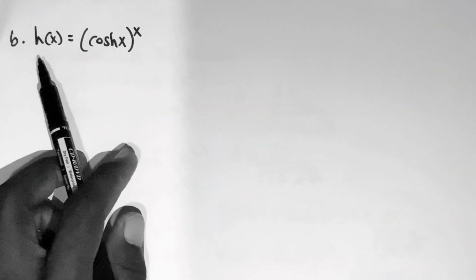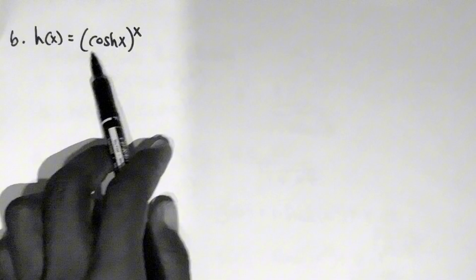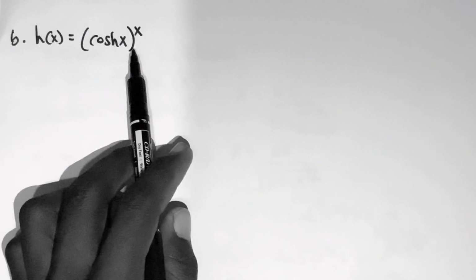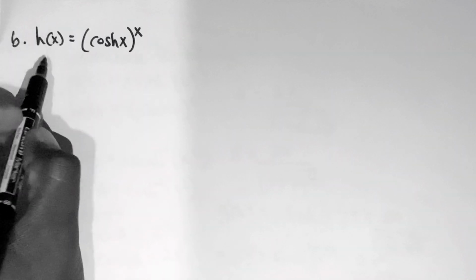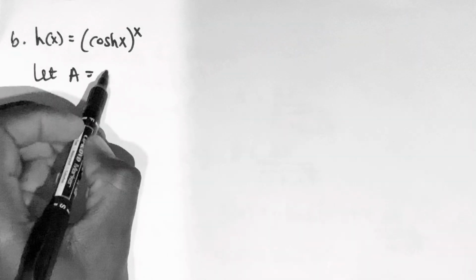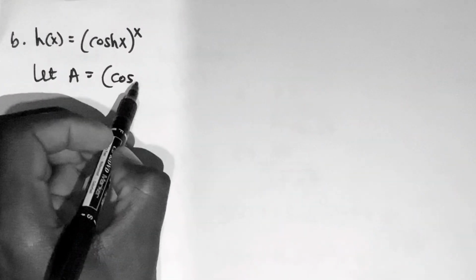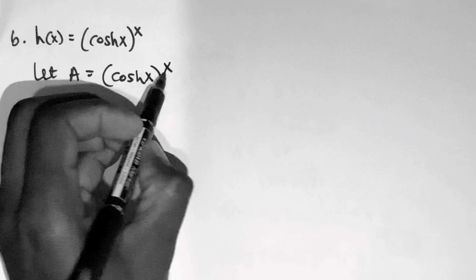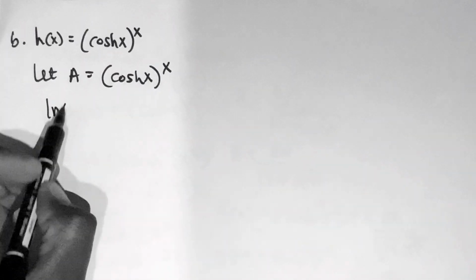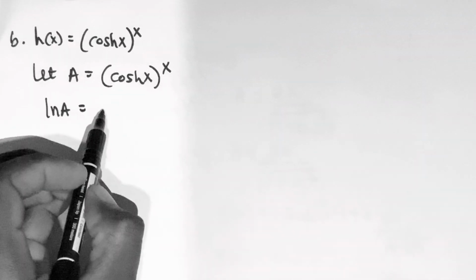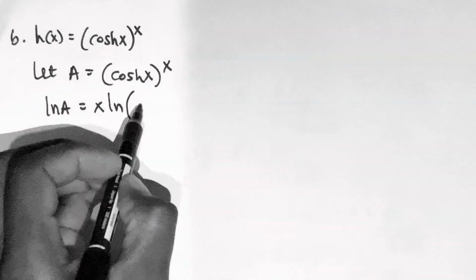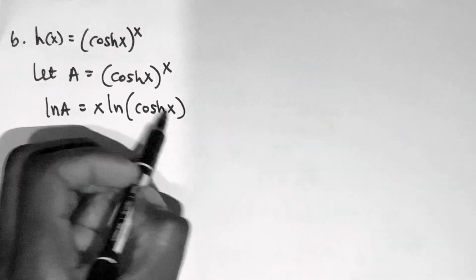So the B part says that h of x equals, in brackets, cos x exponent x. So we are supposed to find h prime of x. So let's let a be equal to, in brackets, cos x exponent x. So let's take natural log of both sides. So natural log of a is equal to x natural log of, in brackets, cos x.